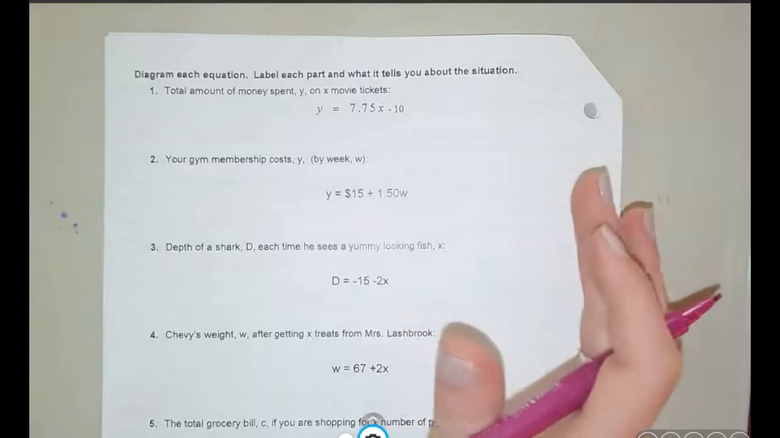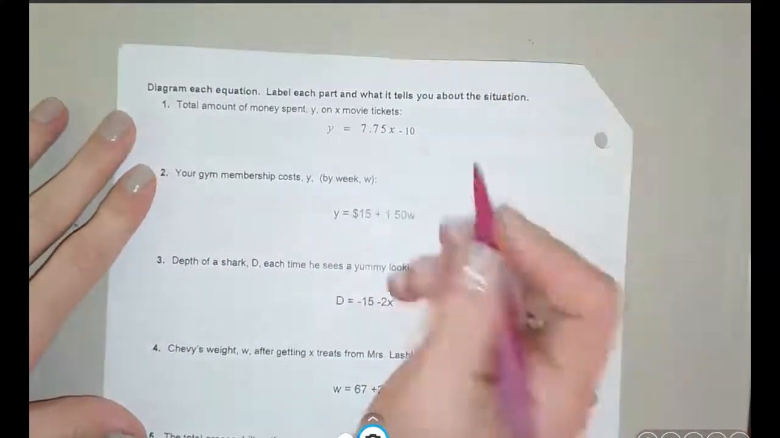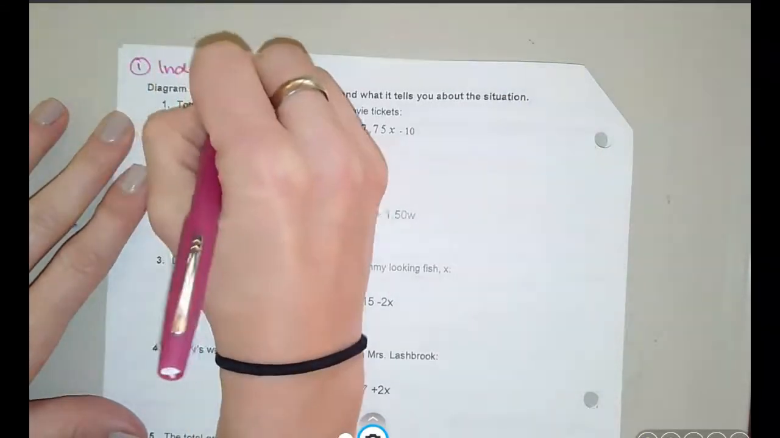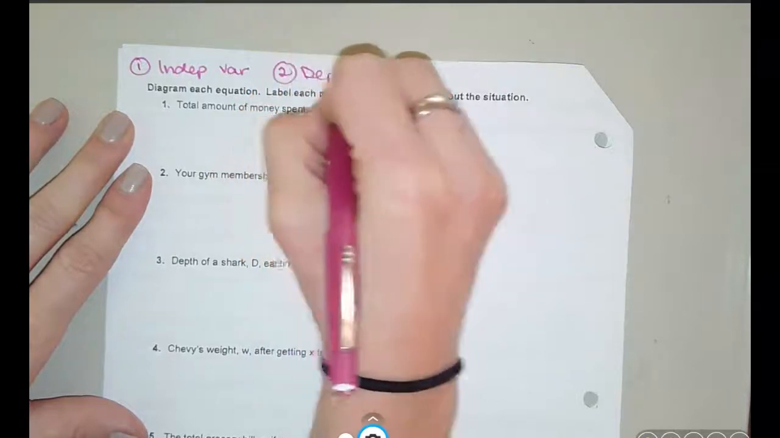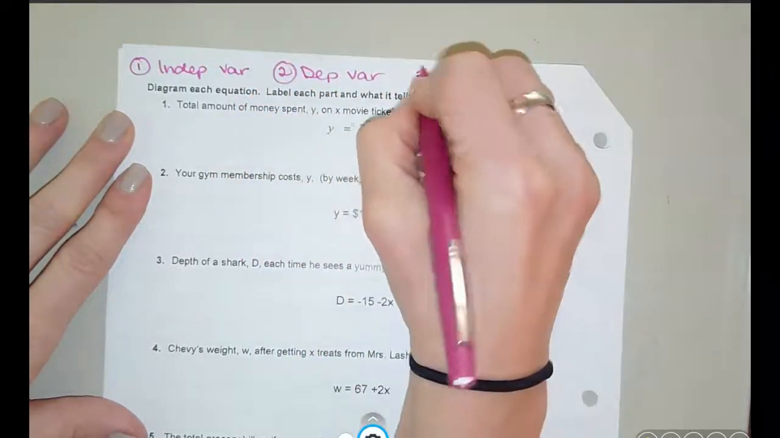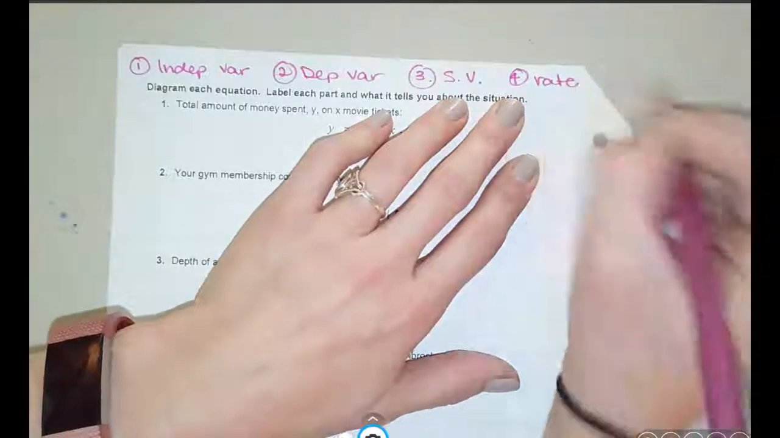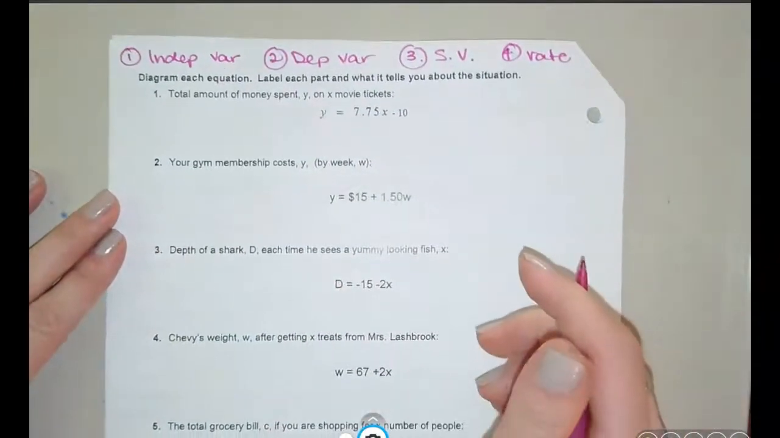Okay, pause and catch up, but here's a couple examples for page 4. Okay, so remember we said the 4 parts of the equation you need to know. Independent variable, dependent variable. Number 3, you need to know the starting value. And 4, the rate. So we're going to find those 4 parts in each of these equations, and then label them.